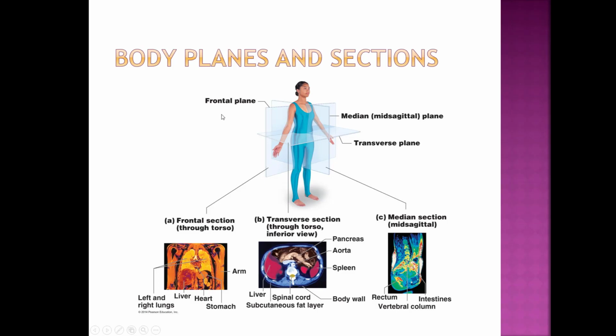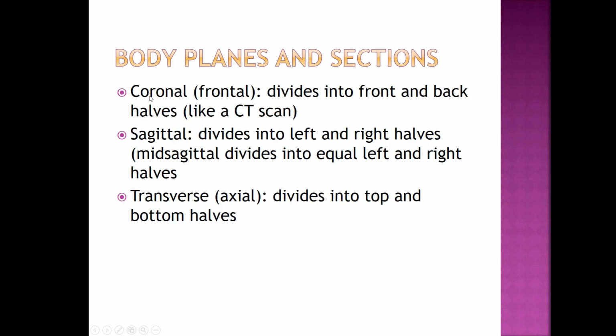So frontal or coronal, I go back to the notes, and transverse and sagittal section. So let's look at what we have in the notes. Coronal is usually the one that we use, but you may see either one of them in a question. So coronal is like a crown on your head. Divides into front and back halves. Sagittal divides into left and right, but mid-sagittal divides into equal left and right halves. And transverse, you may see axial, but probably never. Transverse section divides top and bottom halves.